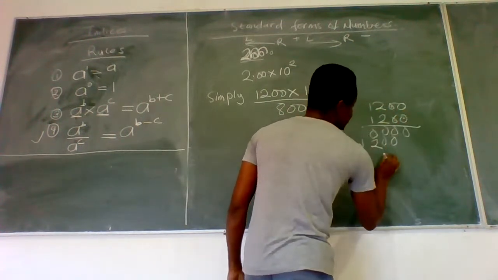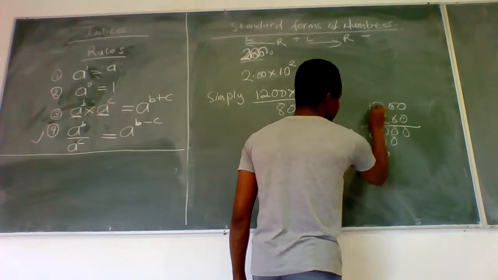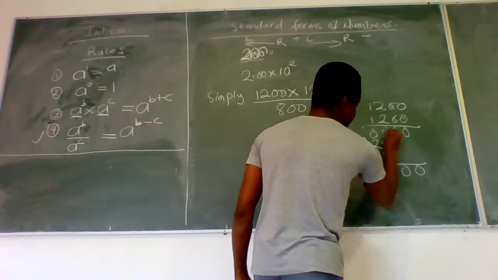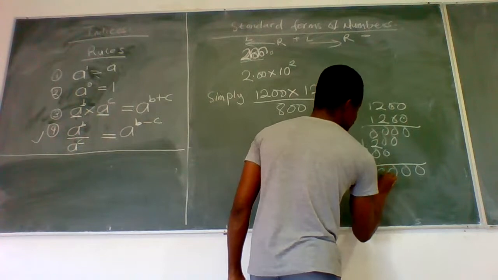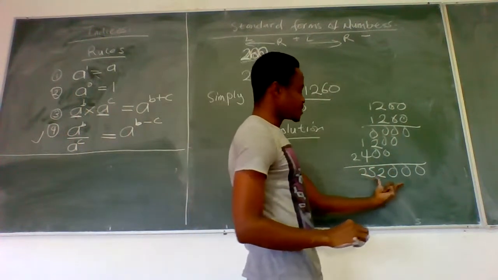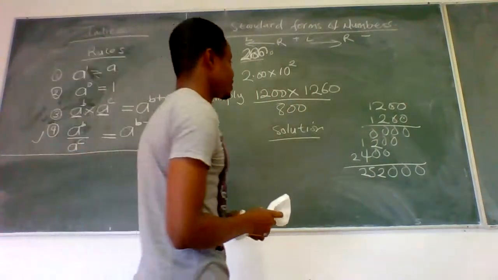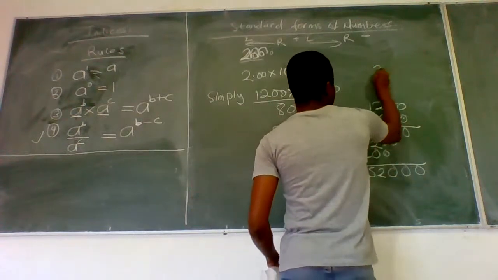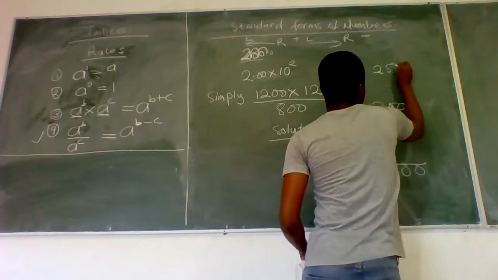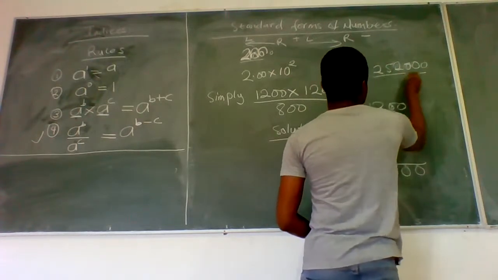And this one is 0, 0, 4, and then 2. After again add, so you have 0, 0, 0, 2, 5, 2. So this is what you get at the top. And then afterwards, you divide by 800. So you have 25200 divided by 800.